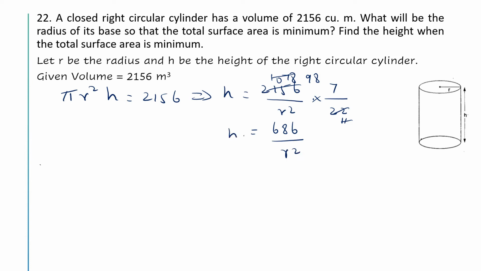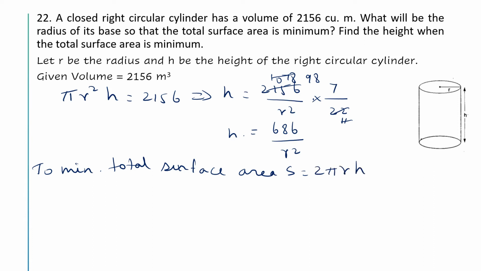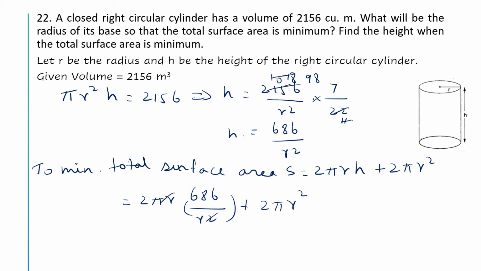Now we have to minimize the total surface area. So to minimize total surface area, S is equal to total surface area of the cylinder is given by 2 pi R H plus 2 pi R square, or this is equal to 2 pi R into H, which is 686 by R square, plus 2 pi R square. So let me continue here.